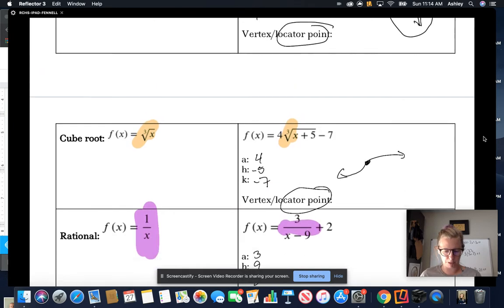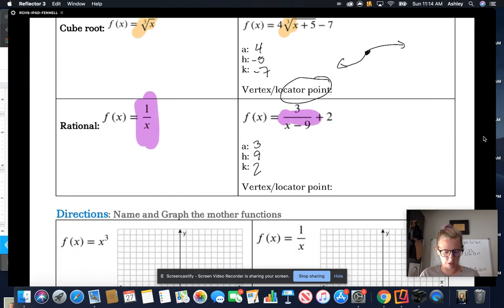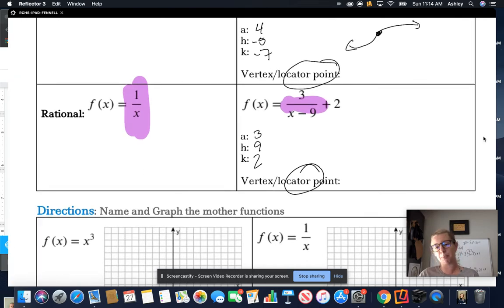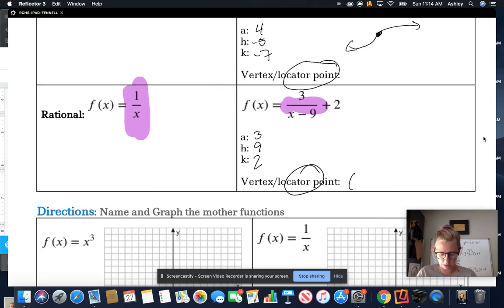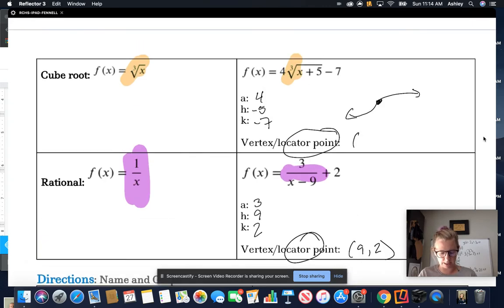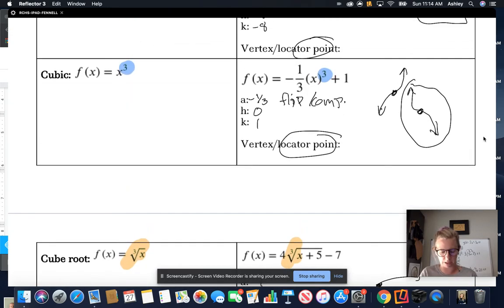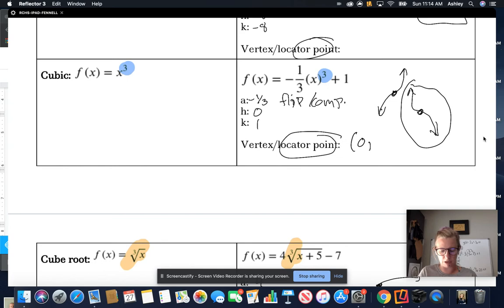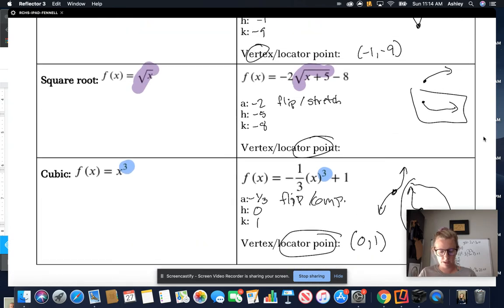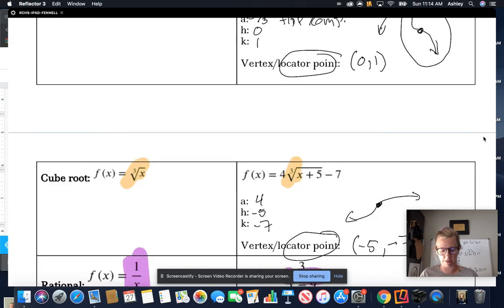I didn't even put what these vertices were. Let's go back and do that. Okay, so this is going to be a locator point. Again, it's going to be the intersection of the two asymptotes, the intersection point of those two asymptotes. So this one would be 9, 2. Let's go back and do our vertices here. This is going to be negative 5, negative 7. Again, it's always h, k, that locator or vertex point. This one would be 0, 1. This one is going to be negative 5, negative 8. And I did it on the first one.